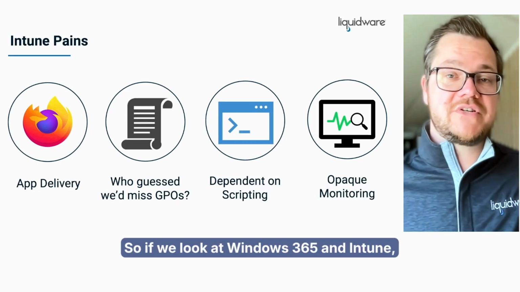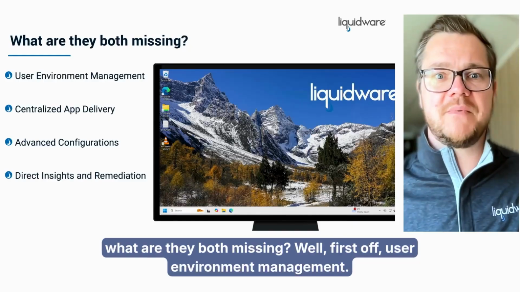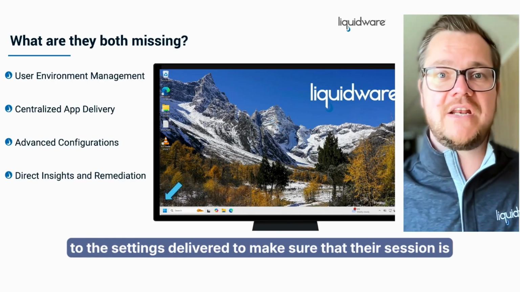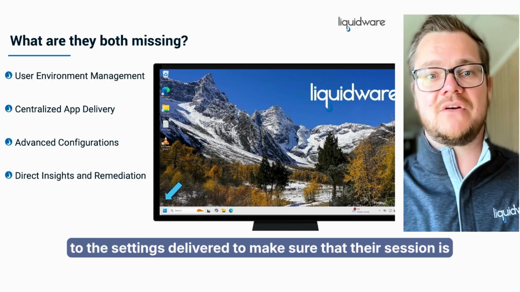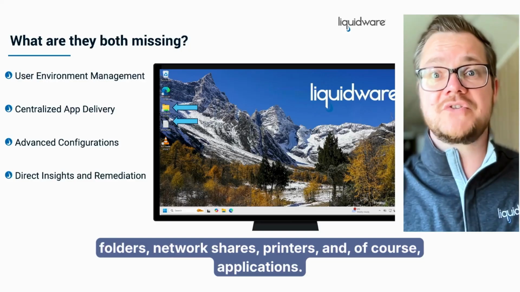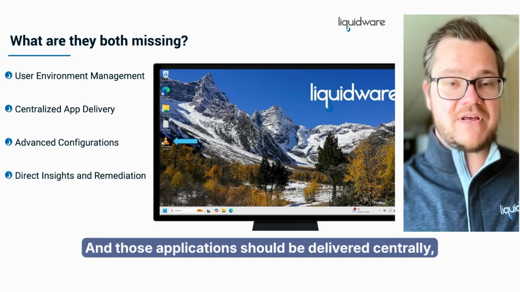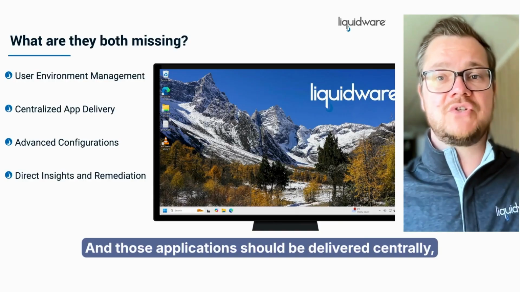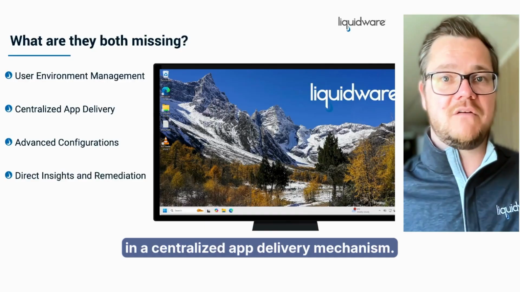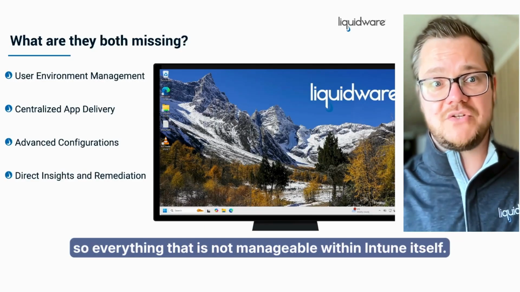So if we look at Windows 365 and Intune, what are they both missing? Well, first off, user environment management. Everything that is personal to the user, so from their wallpaper to the settings delivered to make sure that their session is running correctly, to resources such as files, folders, network shares, printers, and of course, applications. And those applications should be delivered in a centralized app delivery mechanism. And of course, there's the advanced configuration, so everything that is not manageable within Intune itself.